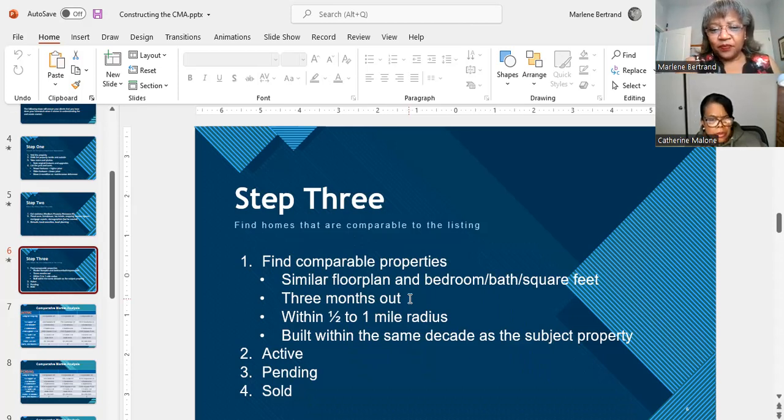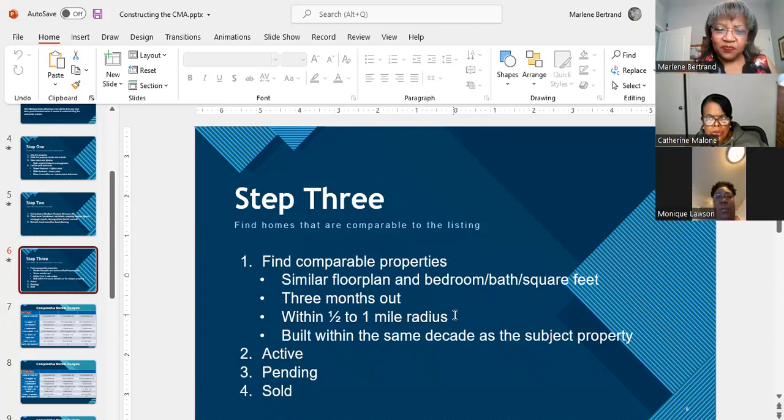Now within a half mile to 1 mile radius is best, because then you're in the same neighborhood. But if you cannot find anything in the same neighborhood, then you want to maybe expand it to 2 miles. If you can't find anything in 2 miles, go to 3. Just keep expanding your search until you get something to compare. And again, in the same decade, always expand it.